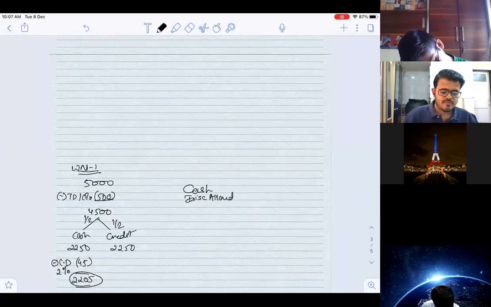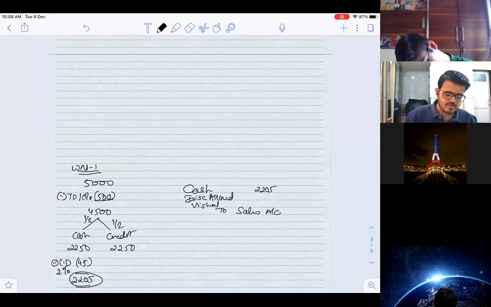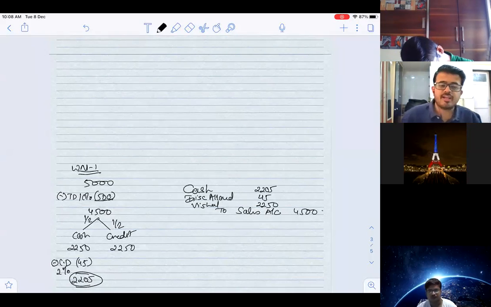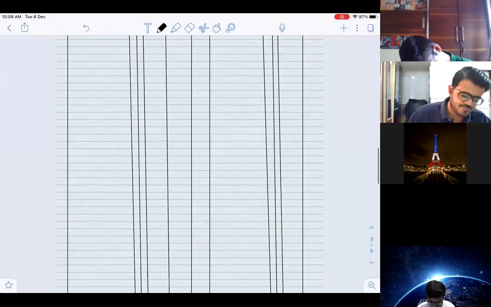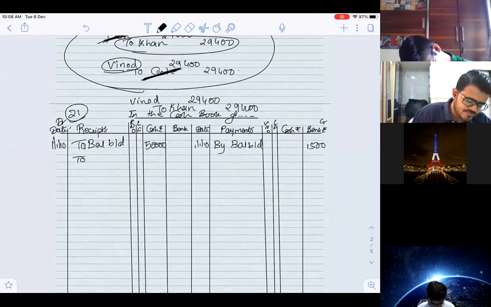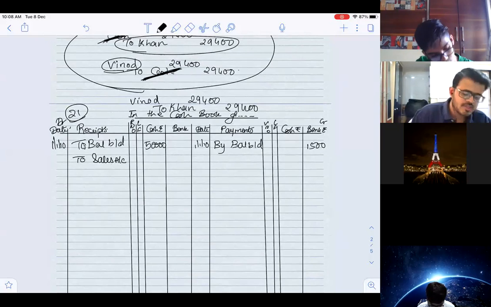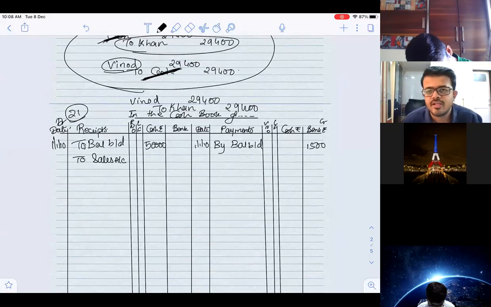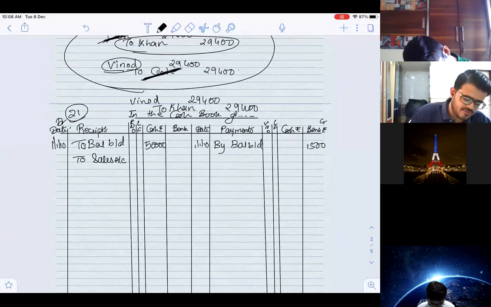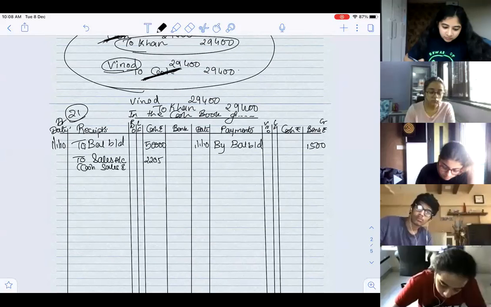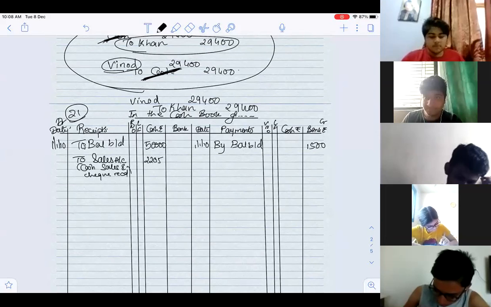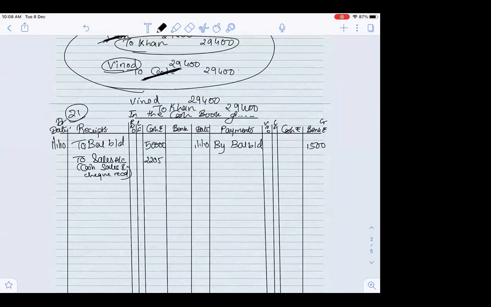Cash, discount allowed, Vishal to sales. So cash will be 2205, discount will be 45, Vishal will be 2250, to sales will be 4,000. Cash to sales will go in which book? Cash book. So cash to sales, that will be 2205. These are cash sales and check received. This is on second.